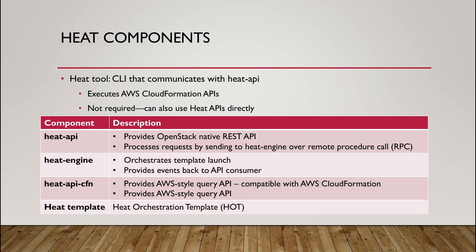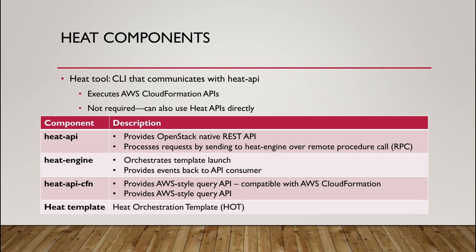So these are the main components for Heat, that is Heat API. It provides the OpenStack native REST API service. So it processes requests by sending them to the Heat engine over remote procedure call. So please remember, Heat API communicates with the Heat engine via RPC, or remote procedure call, so not via any messaging queue.